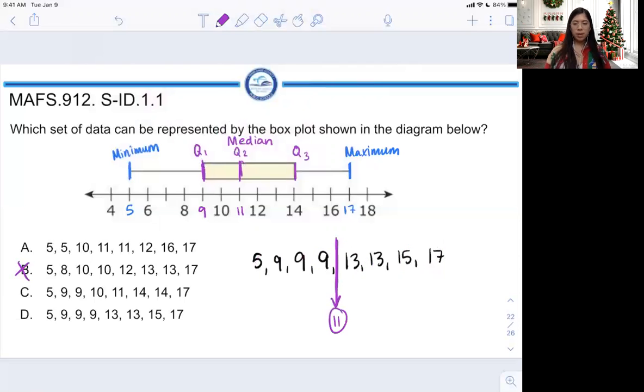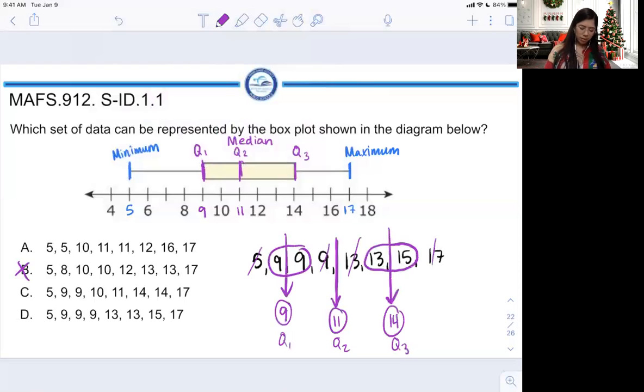Now we go and find the median on the left side. So again, I do this. Here I get 9. And then on the right side, same thing. What's between 13 and 15? 14. 14. We have a match. 9, 11, and 14. That's it.